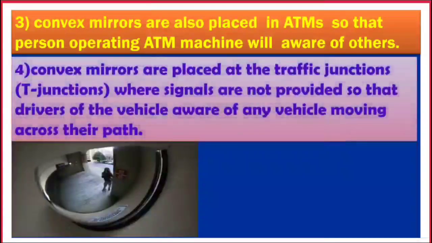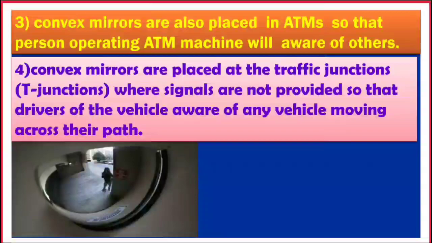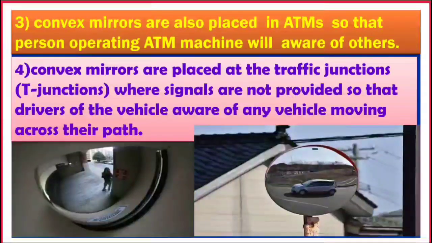Fourth one, convex mirrors are placed at traffic junctions or junctions which are in the shape of T, where signals are not provided, so that drivers of vehicles are aware of any vehicle moving across their path. Here we can see convex mirrors used in T junctions or traffic junctions where signals are not provided.